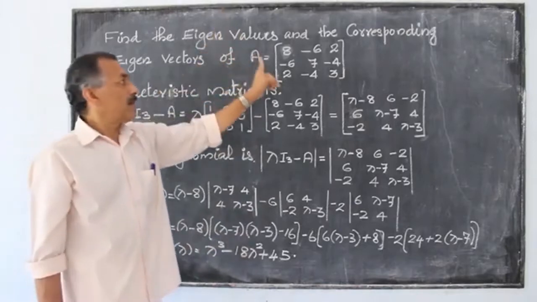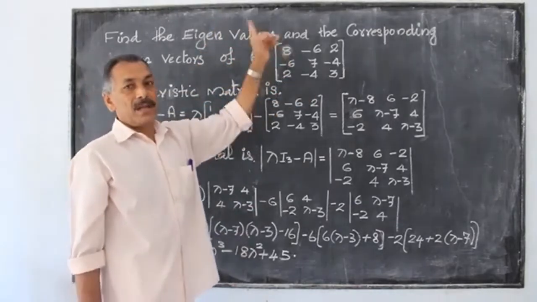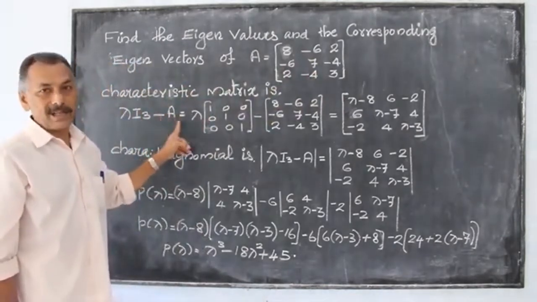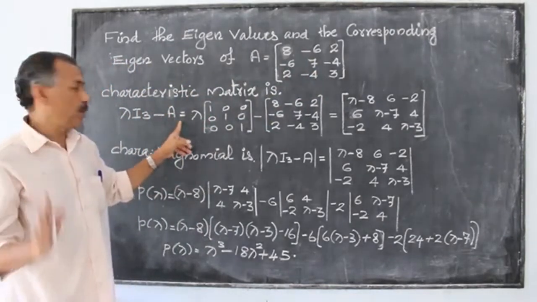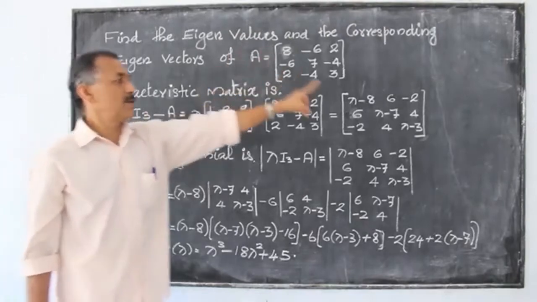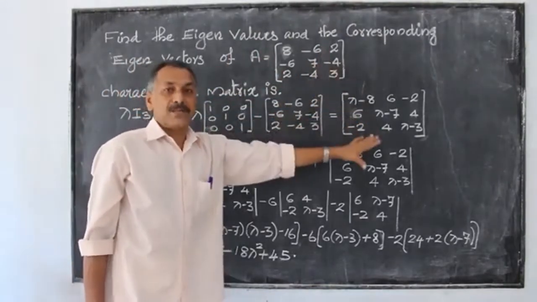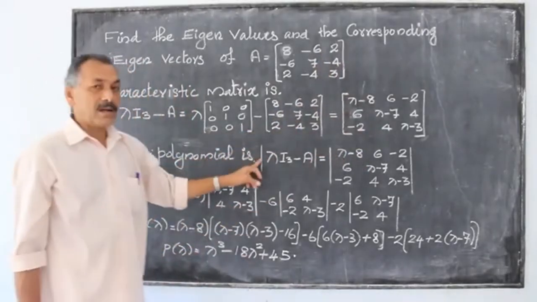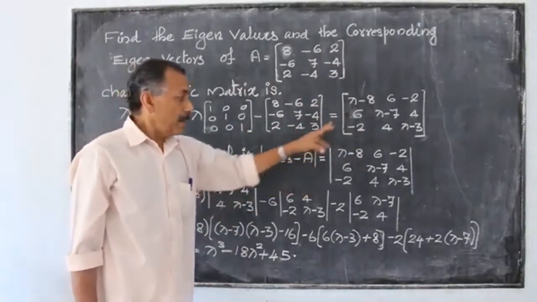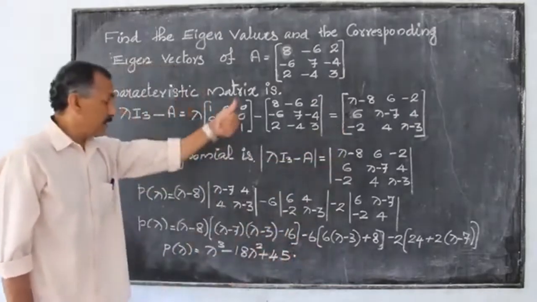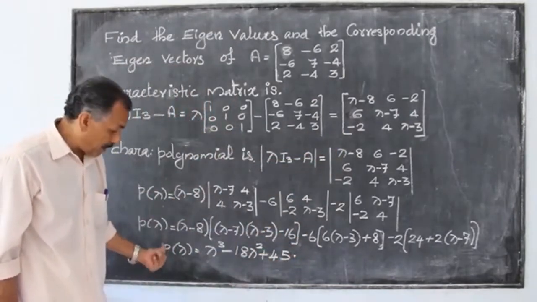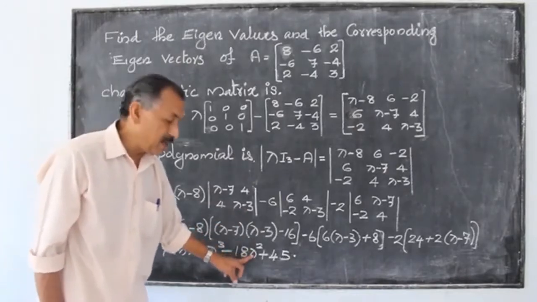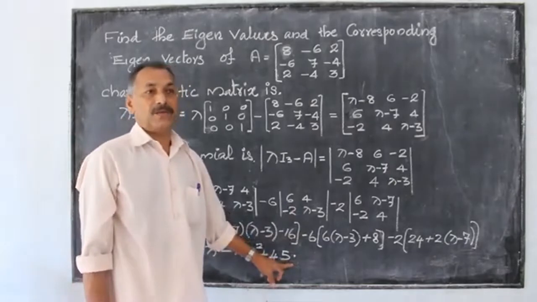In this given problem, for the given matrix A, the characteristic matrix is lambda I3 minus A, where I3 is the identity matrix. Lambda I minus A equals this matrix, and its determinant is the characteristic polynomial. So the characteristic polynomial P of lambda is equal to lambda cube minus 18 lambda square plus 45 lambda.